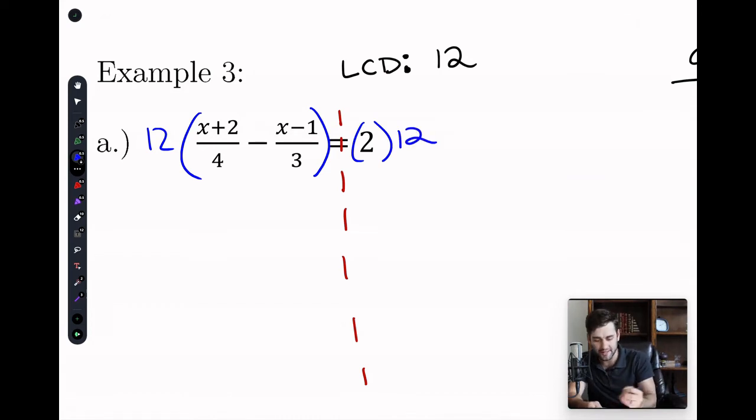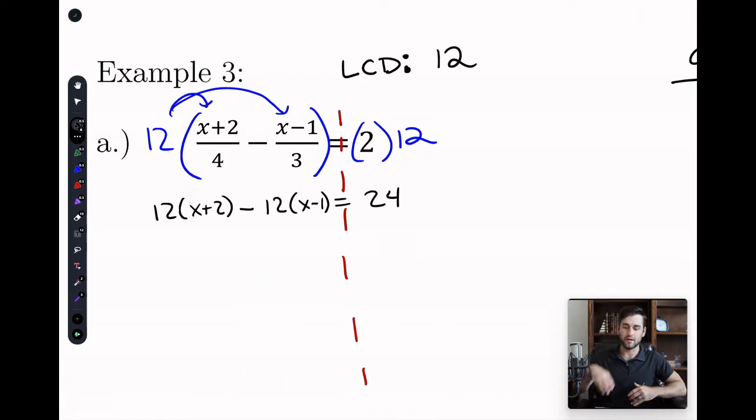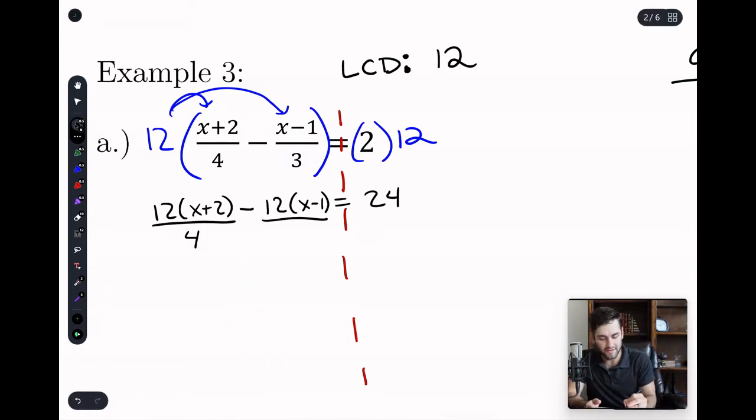So now here we get to distribute again, just like we did last time. What we're left with on the top is 12 times (x plus 2) minus 12 times (x minus 1) equals 24. I was making sure I did the negative sign right, and we did so far. And then the first term is over 4, and the second term is over 3. Holy crap, guess what happens now?